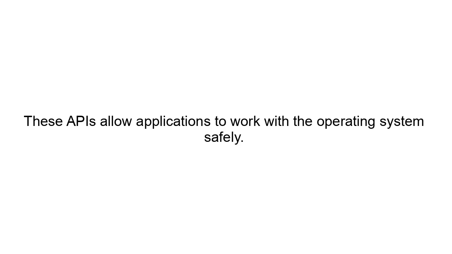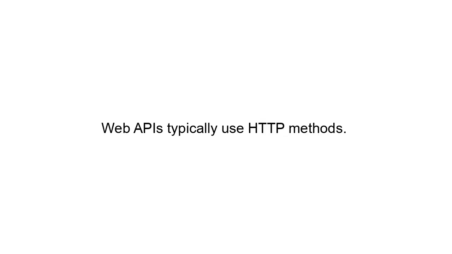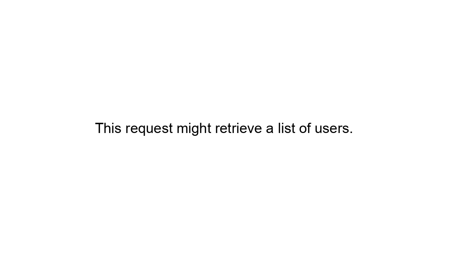Common API methods. Web APIs typically use HTTP methods. Method, purpose: GET retrieves data, POST sends data, PUT updates data, DELETE removes data. Example: GET /users. This request might retrieve a list of users.